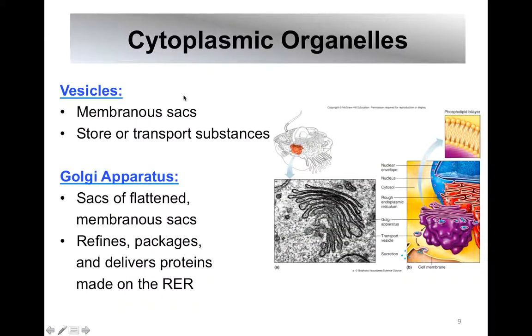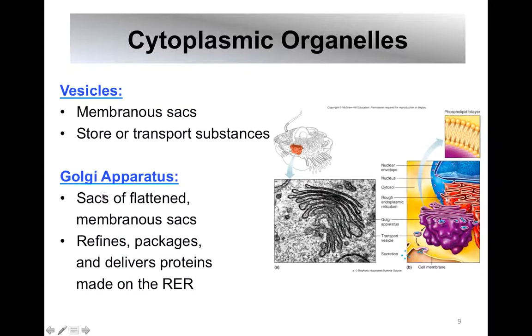Vesicles are just membranous sacs, usually made up of a phospholipid bilayer. And vesicles are used to store and transport substances throughout the cell. So when a protein is made in the rough ER, it gets transported in a vesicle.